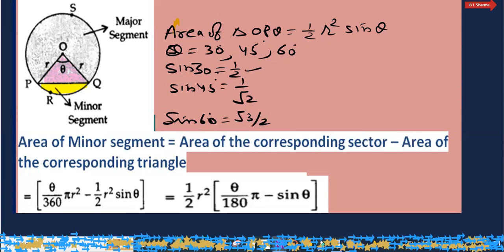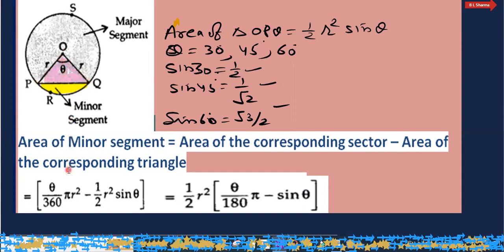ये 3 values आपको learn रखनी होगी। But how to find out the area of this yellow portion? This yellow portion is minor segment here. So the area of minor segment is area of the sector OPRQ minus area of triangle OPQ.